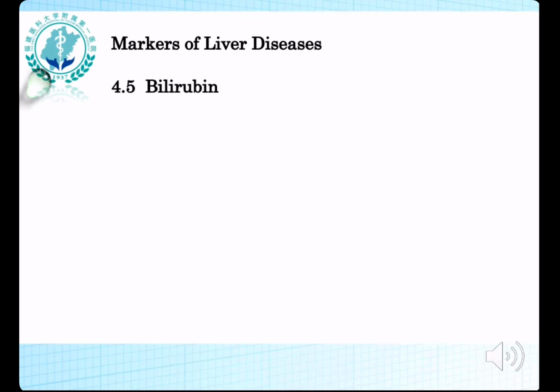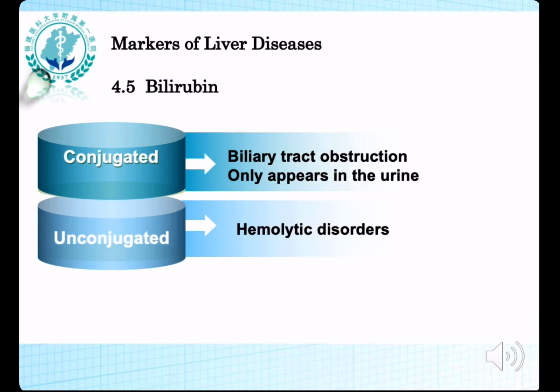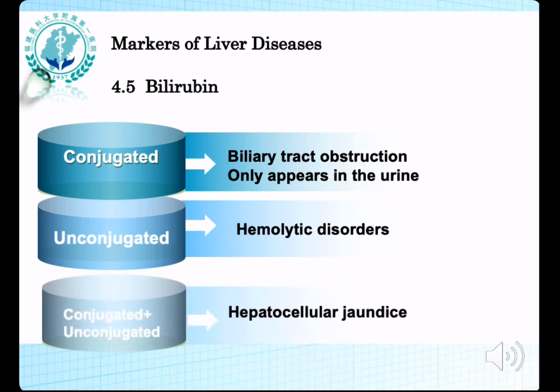The fifth part, bilirubin. There are 2 kinds of bilirubin, conjugated bilirubin and unconjugated bilirubin. An elevated level of conjugated bilirubin is an indication of biliary tract obstruction. It only appears in the urine. And an elevated level of unconjugated bilirubin means hemolytic disorders. If both of them increase, it is likely to be hepatocellular jaundice. So we may know the types of jaundice according to the measurement of the forms of bilirubin.